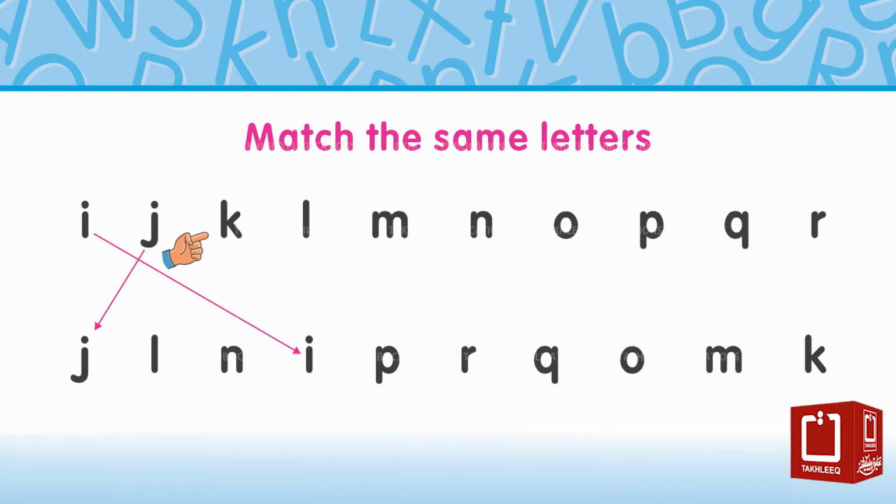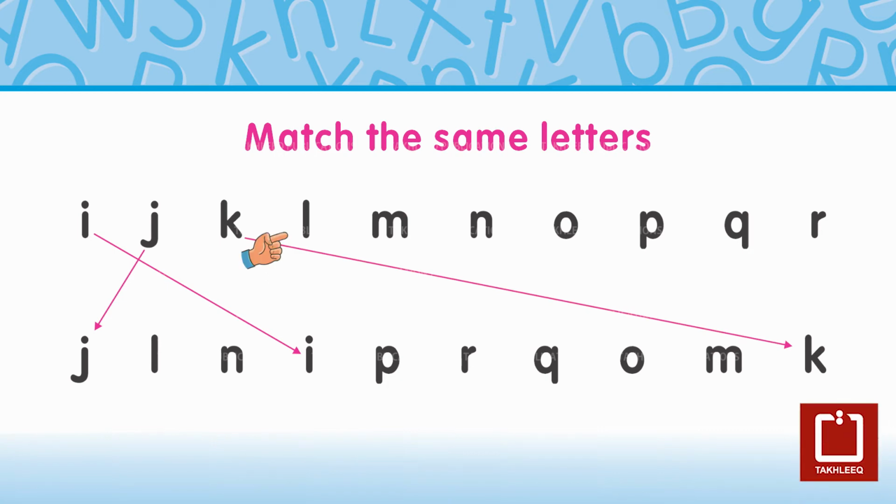This is small letter K. Now we search small letter K in the second row. J, L, N, I, P, R, Q, O, M, K. Yes, this is small letter K. So we match both small letters K.